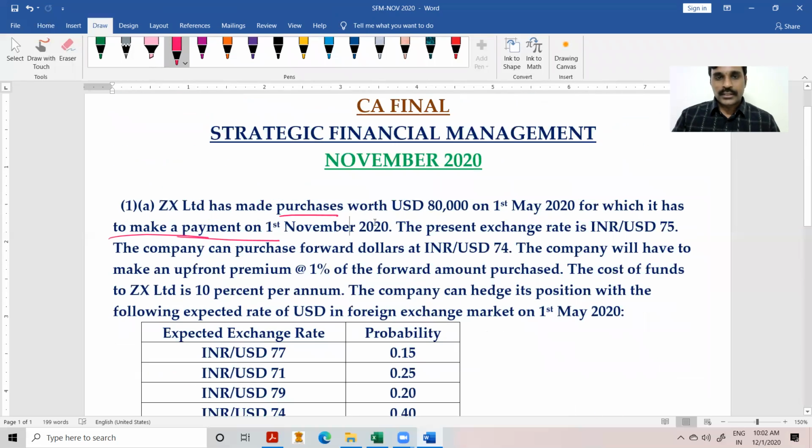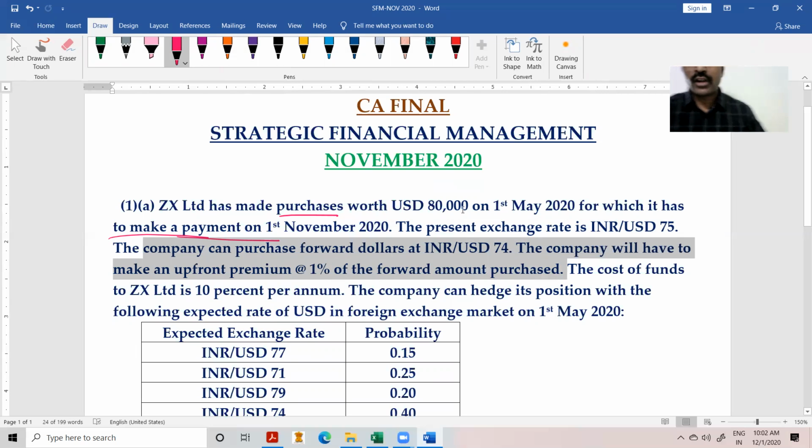Next, look at this. The present exchange rate is INR by USD 75. The company can purchase forward dollars at INR by USD 74. The company will have to make an upfront premium at the rate of 1% of the forward amount purchased. This is what we have to understand.